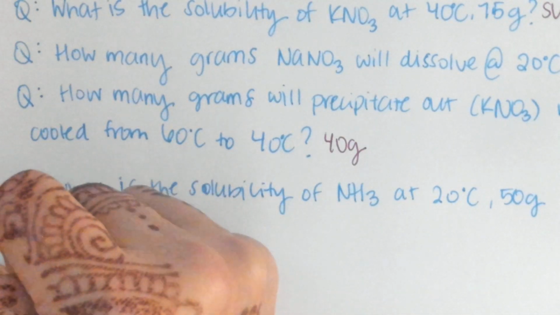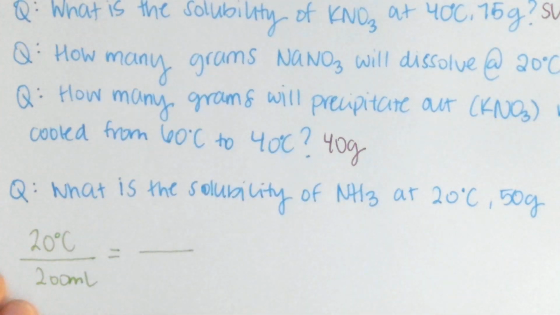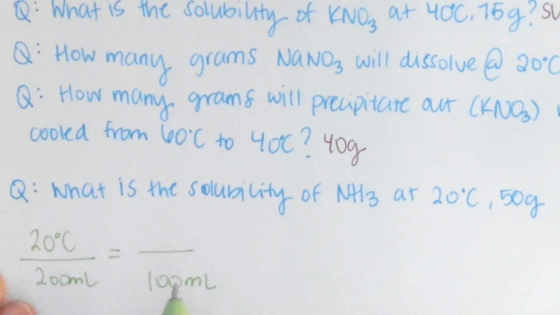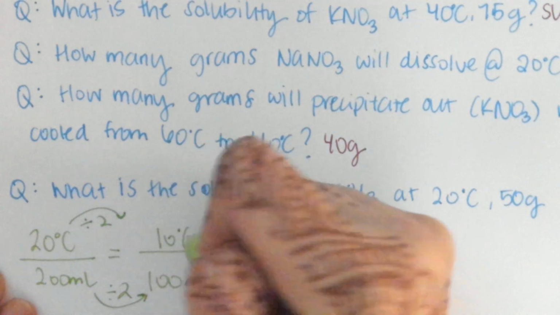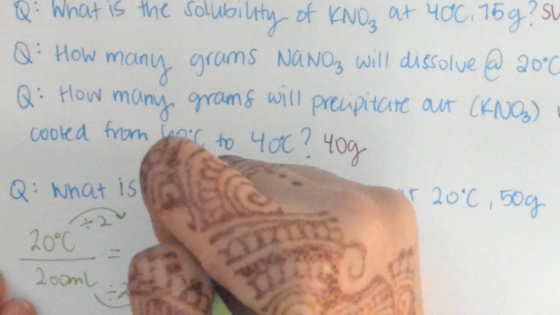So you have 20 degrees Celsius in 200 mils of water. However, our graph has 100 mils of water. So that's half of 200. So what do we do to our temperature? You just divide by 2. So 200 to 100 is divide by 2. And then we have to do the same thing, divide by 2. So instead of looking for 20 degrees, we look at 10 degrees.